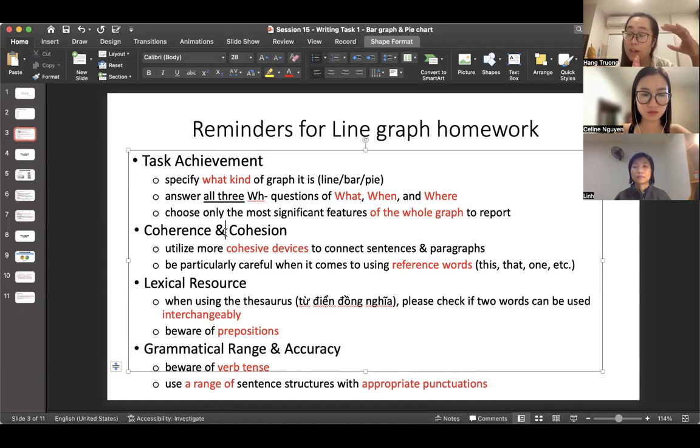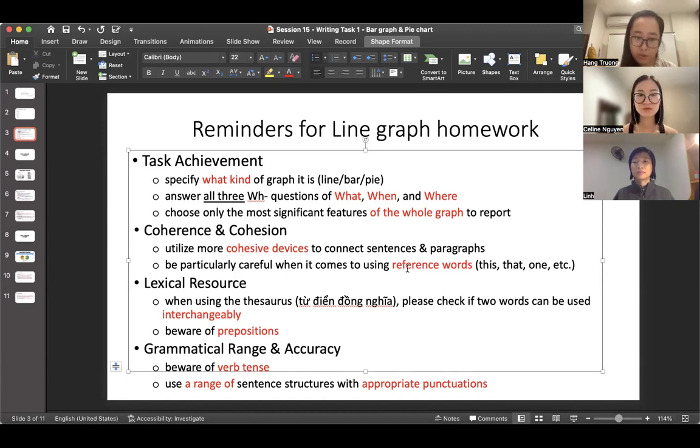So make sure that the structure is logical, and all of the sentences are connected to each other in a logical way, using cohesive devices, right? And be very careful when you use reference words. Even higher level students still make mistakes in terms of reference words. So this, that, right? When you use these words, make sure you know what you are referring to. What is the specific thing in the previous sentence that you're trying to refer to? So always be very careful.